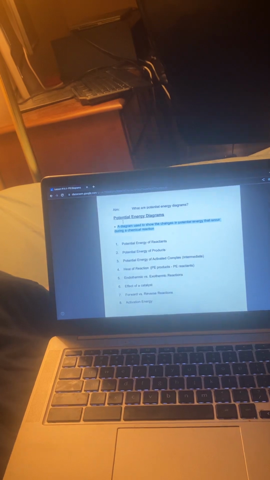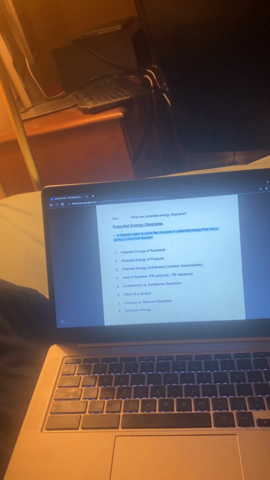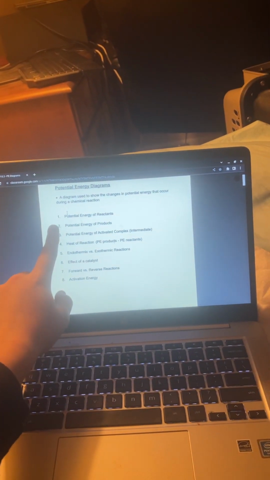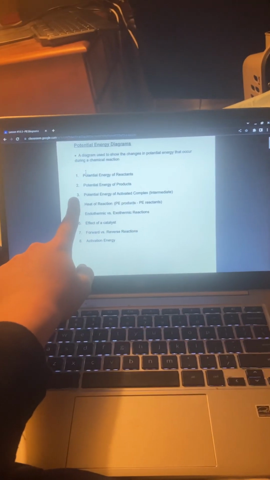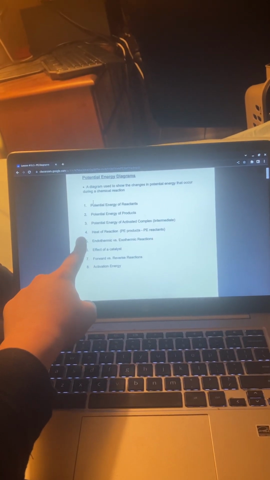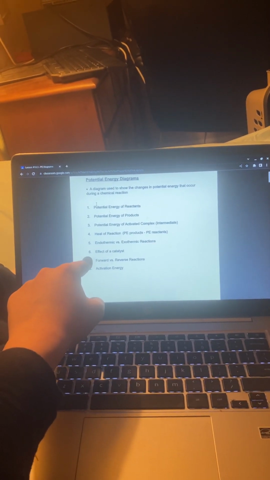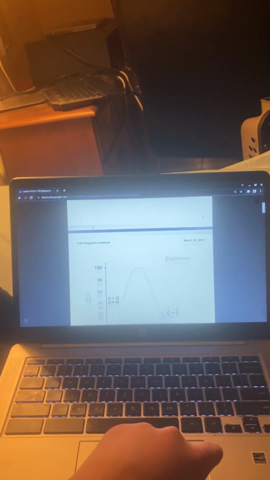Potential energy diagrams are diagrams used to show the changes in potential energy that occur during a chemical reaction. You have potential energy of reactants, products, activated complex, heat of reaction, endothermic versus exothermic, effect of a catalyst, forward versus reverse, and activation energy.